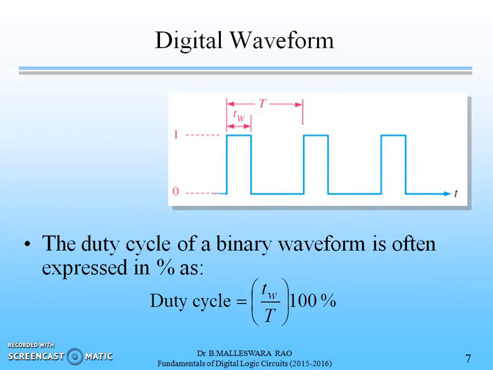Duty cycle is another important parameter for a digital waveform. It is often expressed in percentage as the ratio of pulse width to time period multiplied by 100.